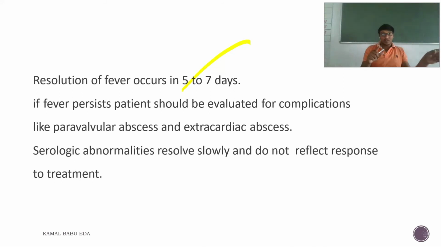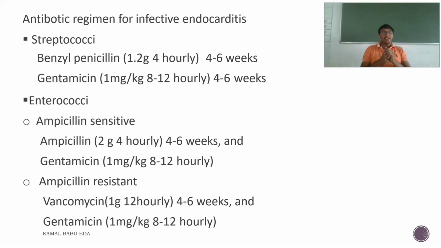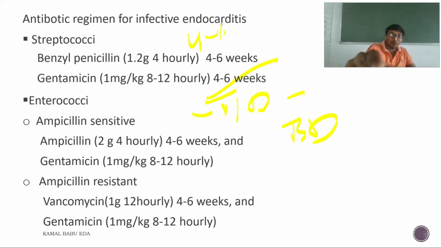Coming to the antibiotic regimen, if it is streptococci, they will go for benzyl penicillin, 1 to 2 grams, given 4th hourly for 4 to 6 weeks. The other medication for streptococci is gentamicin, given 1 mg per kg body weight, 8 to 12 hourly for 4 to 6 weeks. 8 to 12 hourly means it can be given TID, or sometimes BD. And benzyl penicillin 1.2 grams 4th hourly means they are giving it 4 to 6 times a day based on the disease condition.